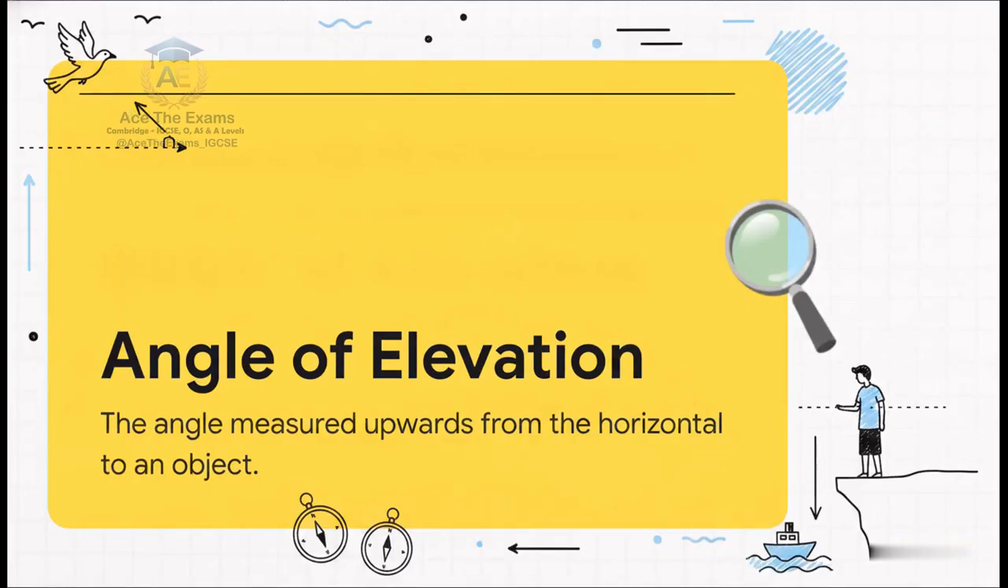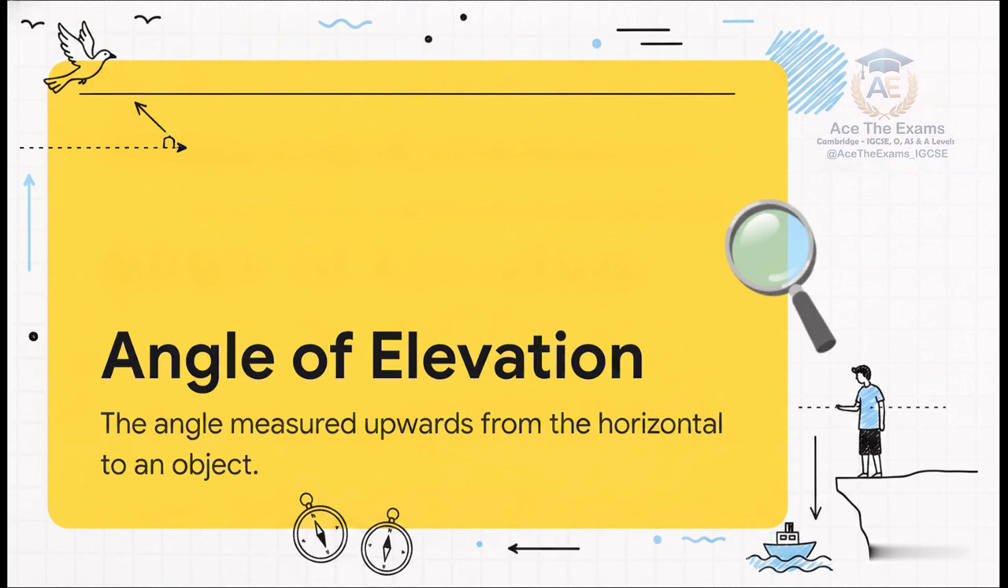Before we solve anything, we need to strictly define the vocabulary. These are vital exam terms. Angle of elevation. This is the angle measured upwards from the horizontal line of sight to an object. Imagine looking straight ahead, then tilting your head up to look at a treetop. That upward tilt is your angle of elevation.